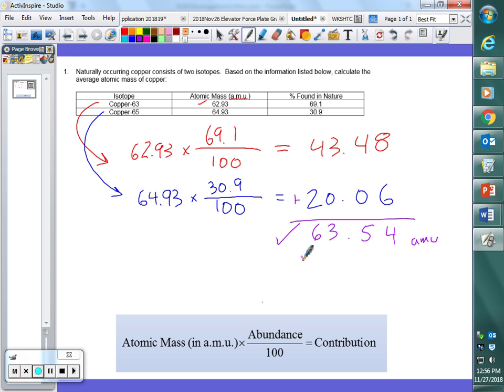Yeah, that's a good question. If your rounding was off just a little bit on the test, that'd be fine. I would be worried if you got like 62.7, like that would be a problem. But if you got like 63.55, like that's fine. Okay. All right, are we good here?